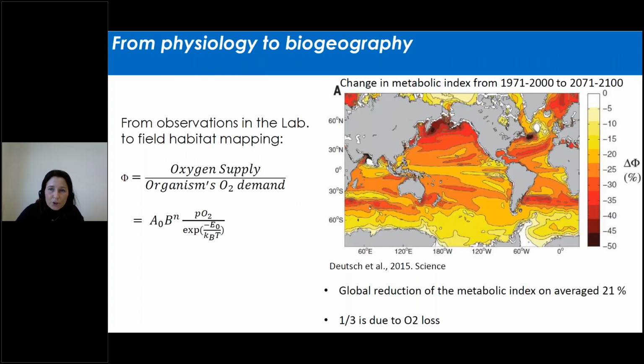This picture shows you the representation of the change of this metabolic index between the end of the 21st century compared to the end of the 20th century. What we can see in this picture is that there will be a lot of regions where the metabolic index will decrease at the end of the 21st century. This loss of the metabolic index is due for one part to the decrease of oxygen, and for the remaining part is mainly due to the increase of temperature.